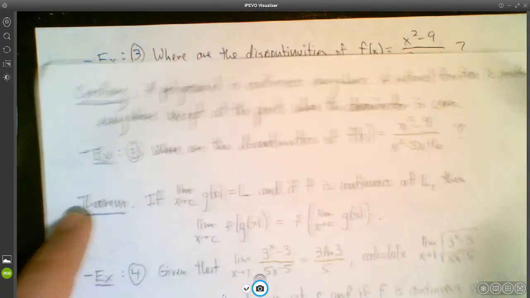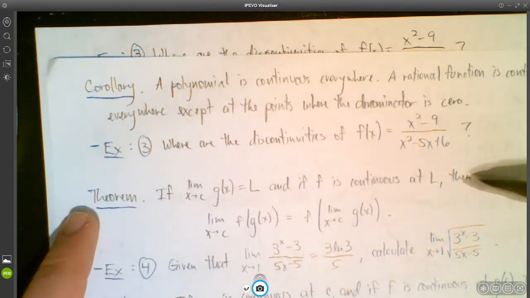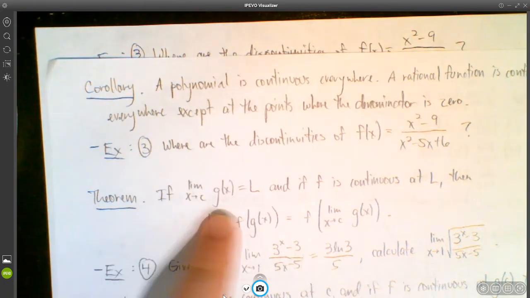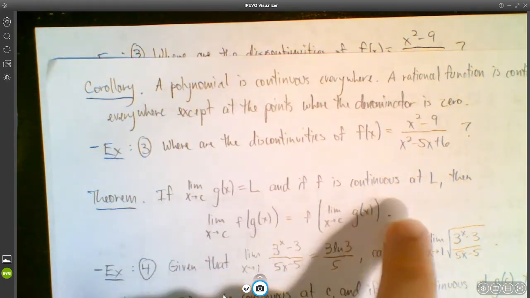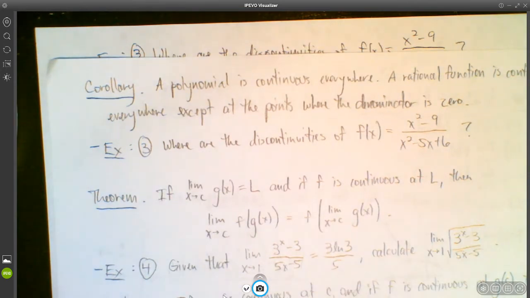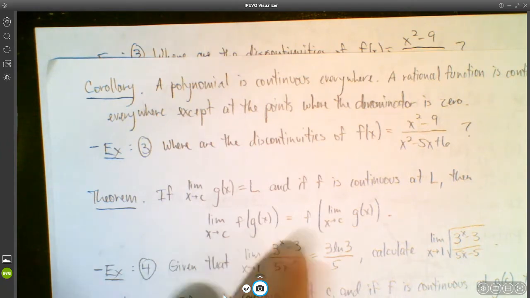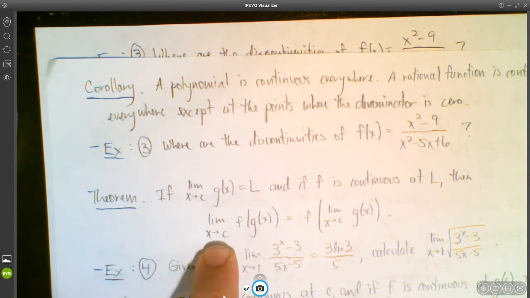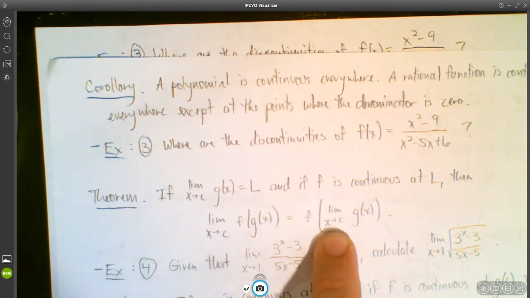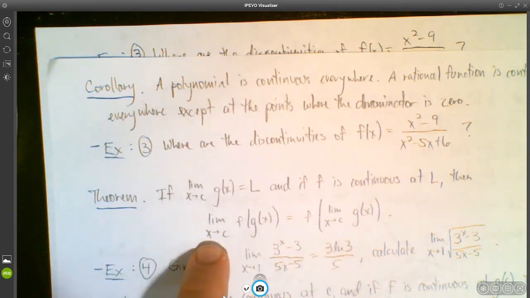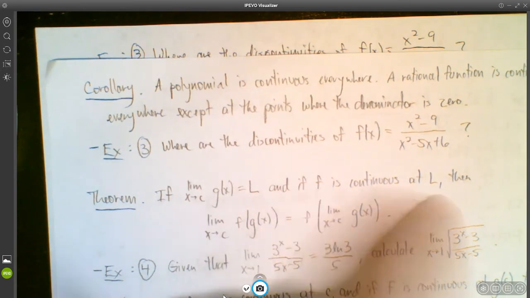Here's another useful fact. If limit as x approaches c of g of x equals L, and if f is continuous at L, then limit as x approaches c of f of g of x is equal to f of the limit as x approaches c of g of x. In other words, you can take that limit and move it inside of the function value, which is really pretty nice. I mean, limits just behave so nicely for us, right? So you can take that limit and move it inside, provided that this limit exists and that f is continuous.